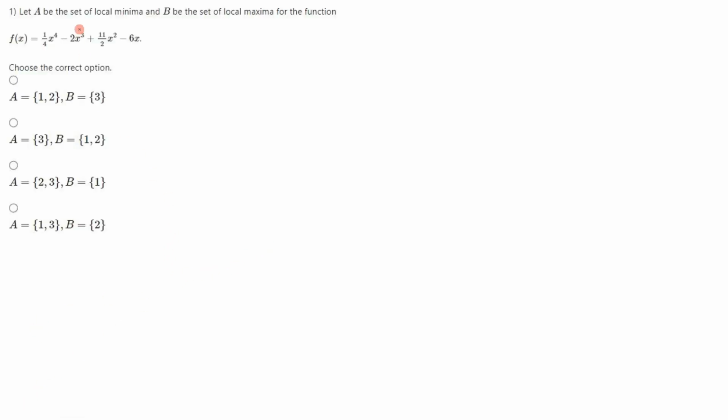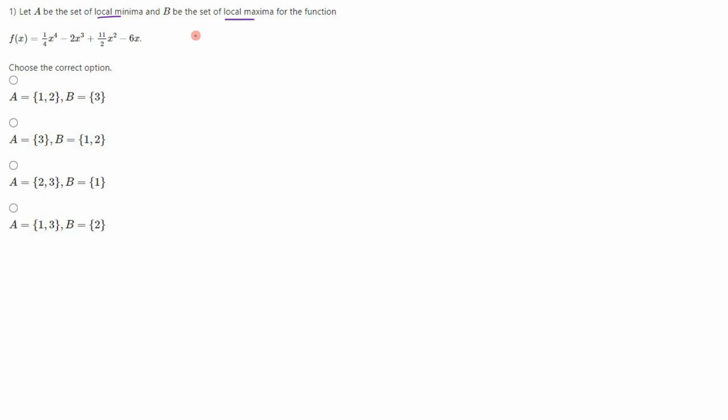Okay, so let's start with activity 3.2. Moving on to question 1, we have: let A be the set of local minima and B be the set of local maxima for the function. They have given a function, so we have to find the local maxima and minima. The first step is to find all the critical points for this equation.